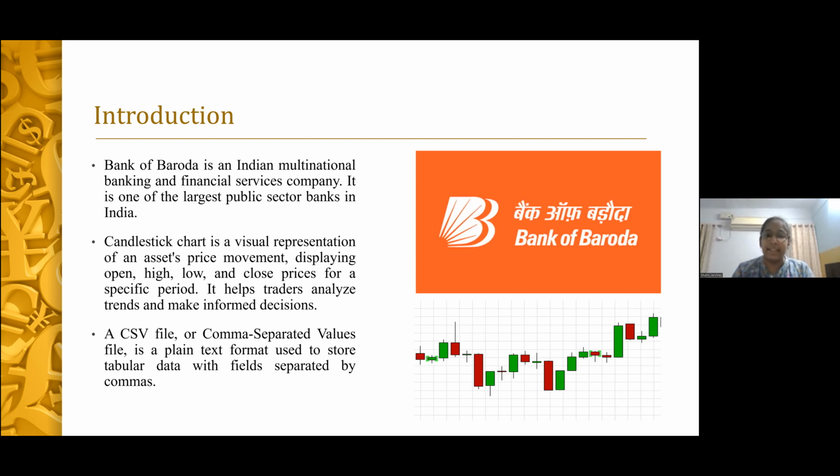Then what is the candlestick chart? It is a visual representation of an asset's price movement. So one can say that if we have a share market, its price movement can be determined by a candlestick chart. The candlestick chart displays open, high, low, and close prices for a specific period. That helps the traders analyze the trend and make informed decisions. Now, what is a CSV file? It is an abbreviation for comma separated value file, which is a plain text format used to store tabular data with fields separated by a comma.